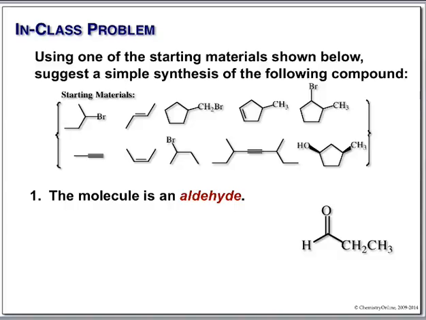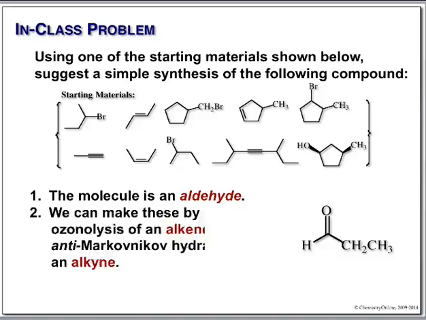Is the oxygen attached to the carbon that would form the most stable carbocation? Is this a primary carbon? No, because this is a secondary carbon. So this is anti-Markovnikov. But that's okay, we know how to do that: hydroboration, oxidation of an alkyne.